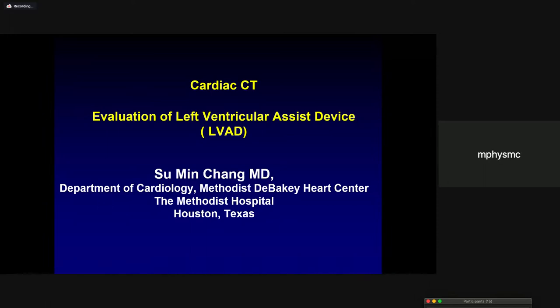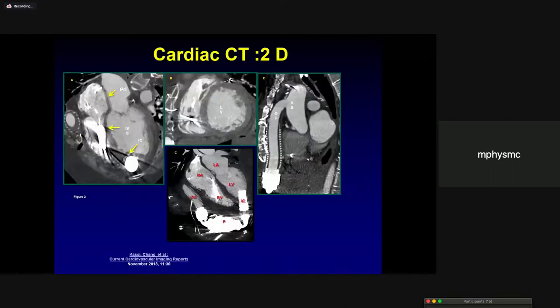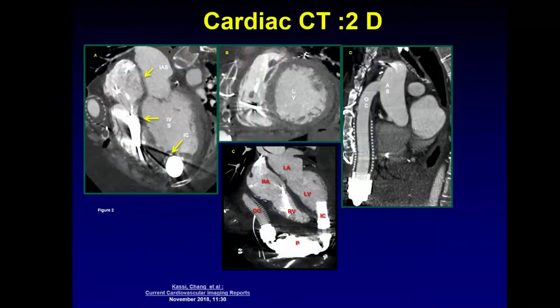That was an excellent presentation. So why do we use cardiac CT? As you can see, cardiac CT allows us to do imaging of the entire cardiovascular structure connected to the LVAD. And that's what we really need to do: pay attention not only to the LVAD device and its components, but also the entire cardiovascular structure, because a lot of complications and abnormalities could be found in that area.